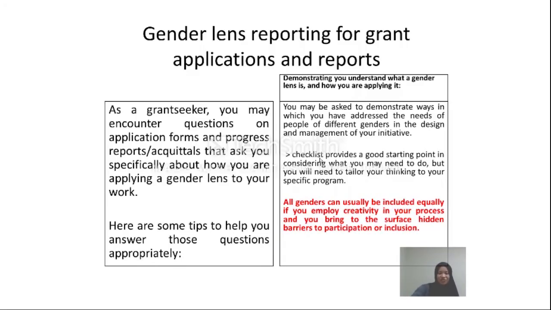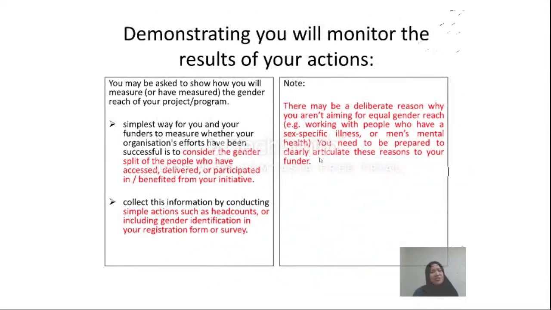You may be asked to show how you will measure or have measured the gender reach of your project or your program. The simplest way for you and your funders to measure whether your organization's efforts have been successful is to consider the gender split of the people who have accessed, delivered, or participated in or benefited from your initiative.